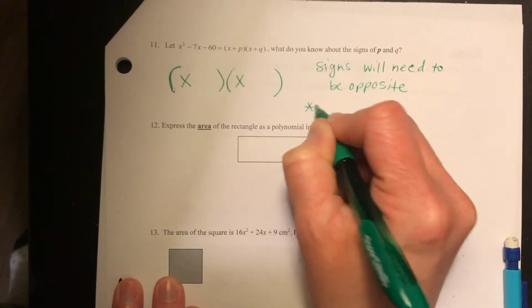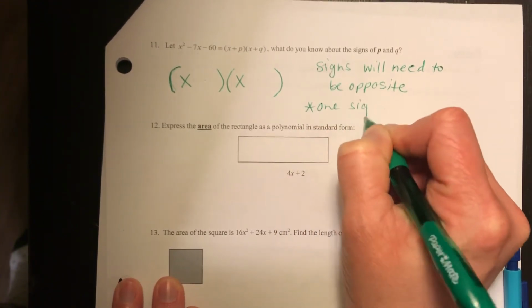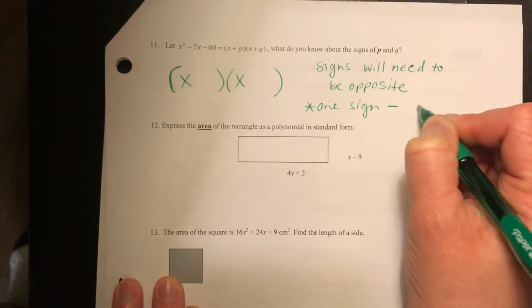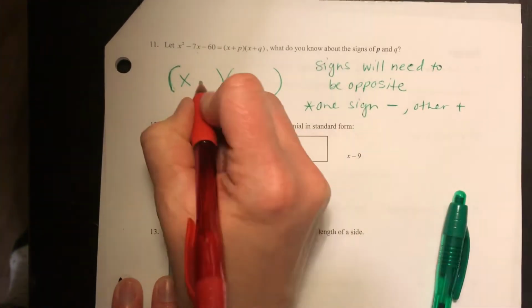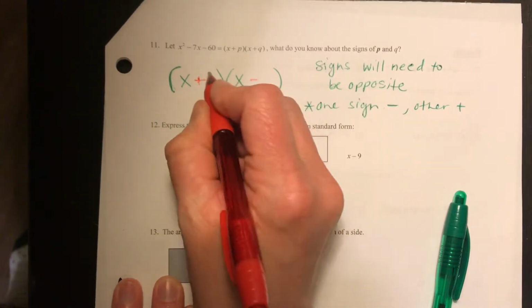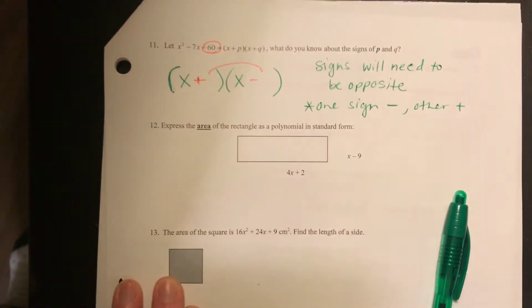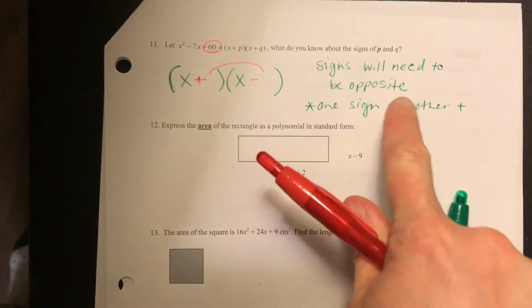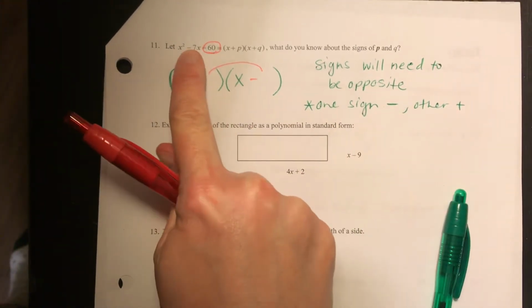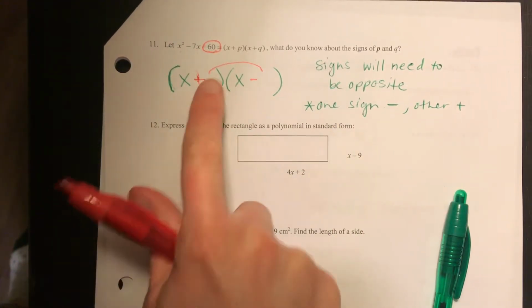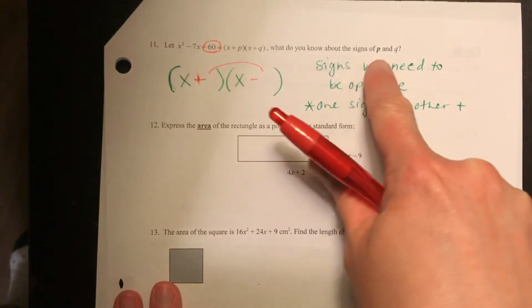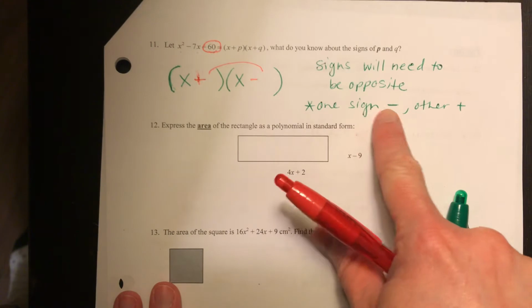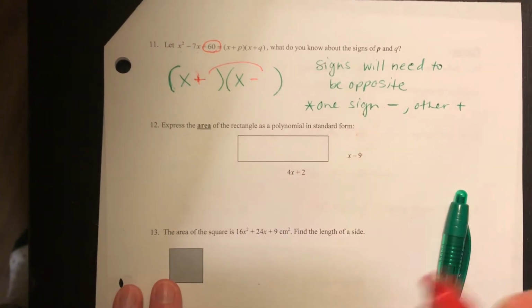So one sign will need to be negative and the other will need to be positive. That way, when you multiply them together, you're going to get a negative 60. The larger of those two numbers is going to have to be negative so that when you add them together, you still have a negative number. But regardless, one sign needs to be negative, one sign needs to be positive.